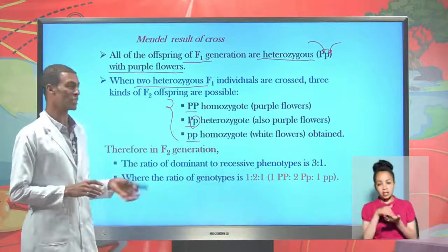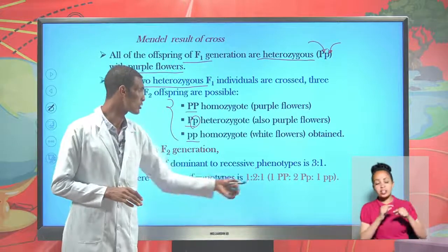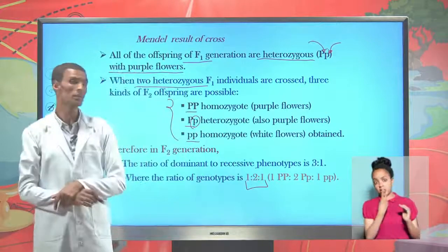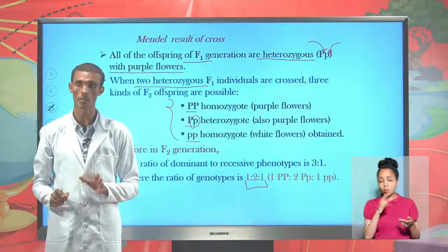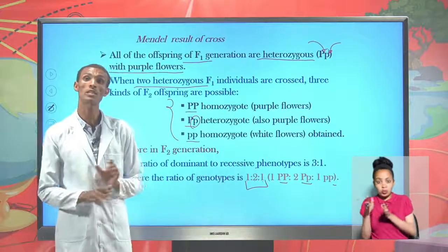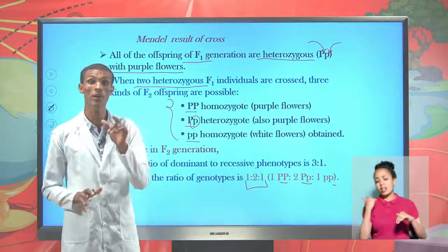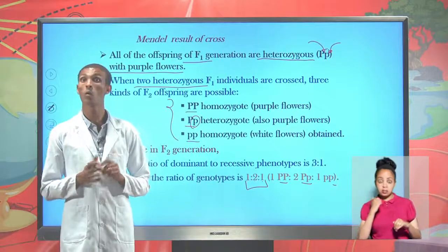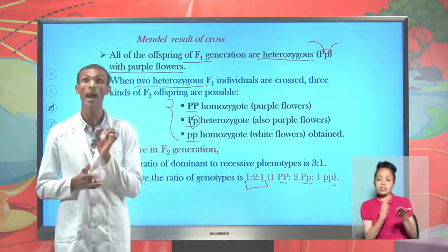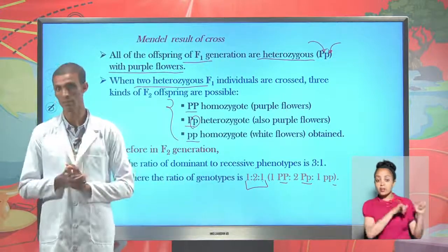Again, in the F2 generation, the genotype ratio of this cross is always 1:2:1: one homozygous capital P capital P, two heterozygous capital P small p, and one homozygous small p small p. It is constant for any of the other seven contrasting traits. All seven contrasting traits of Mendel follow the same principle under the monohybrid cross only.